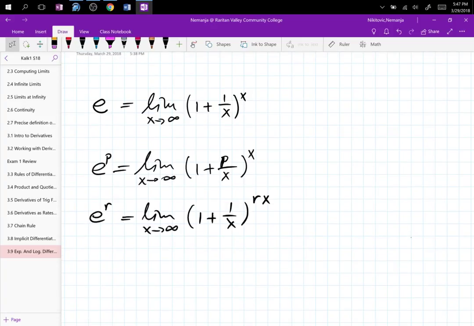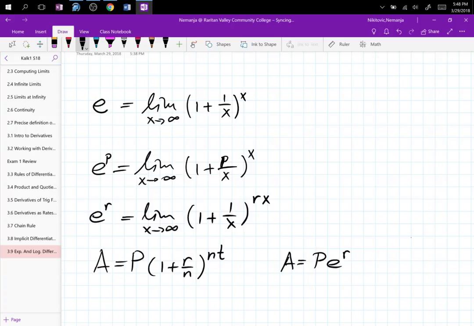Now all of these work together when you have, do you remember those continuous compounding formulas from pre-Calc? Yeah, I know it was like 17 years ago, but maybe you remember it, no? Where the amount was equal to the principal times (1 plus r over n) raised to the nt. And then there was the continuous compounding, A equals P e to the rt.